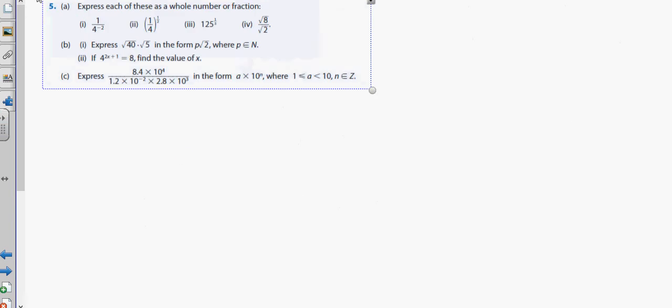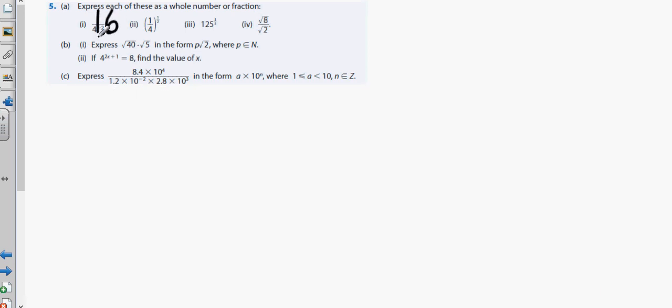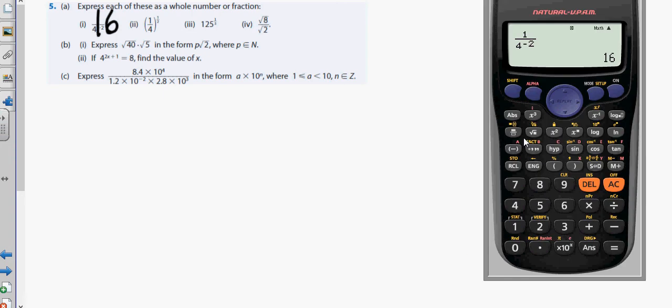Okay, number 5. Express each as a whole number or fraction. Okay, so we can say 1 divided by 4 to the power of minus 2. And we get 16. Alright, so the first one is 16. The next one is a quarter to the power of a half, and that is a half. So this one here is a half.